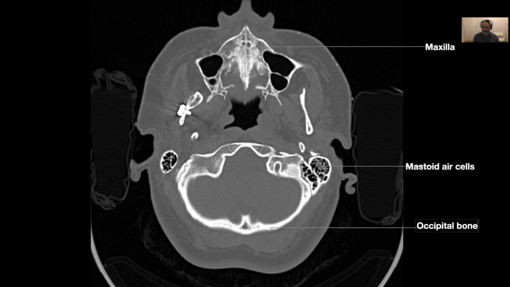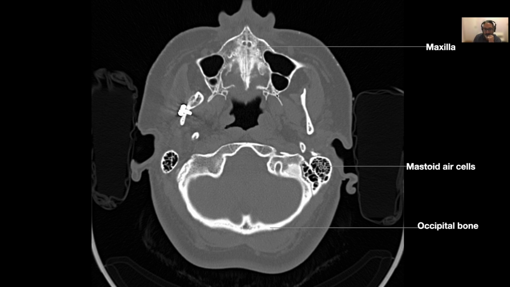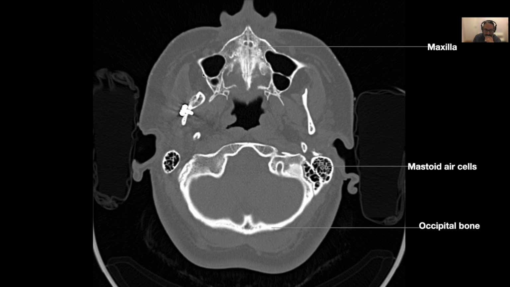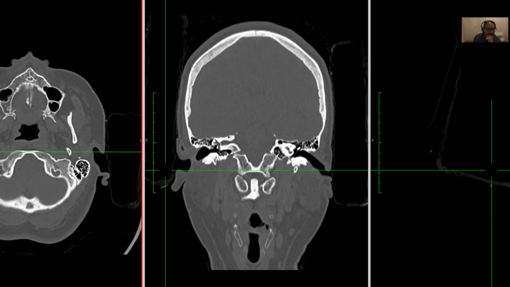Occipital bone, yes. Now I've just done the bones here, so I don't think I labeled the sinuses, but these are the frontal sinuses. Maxillary sinuses. I have to really be careful with my speaking.